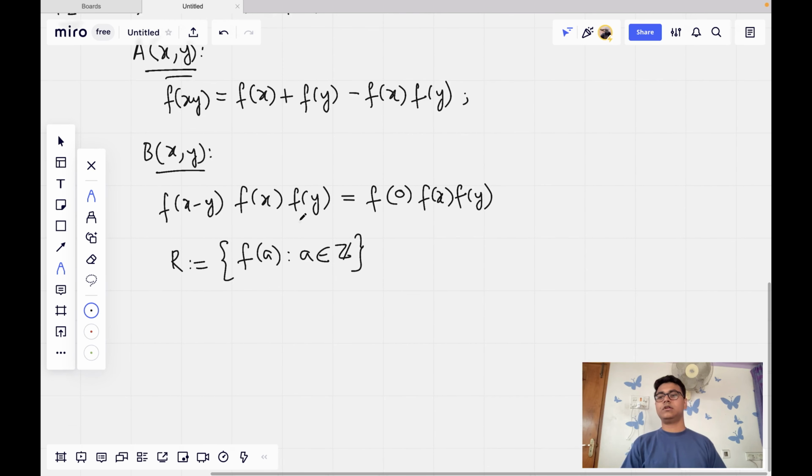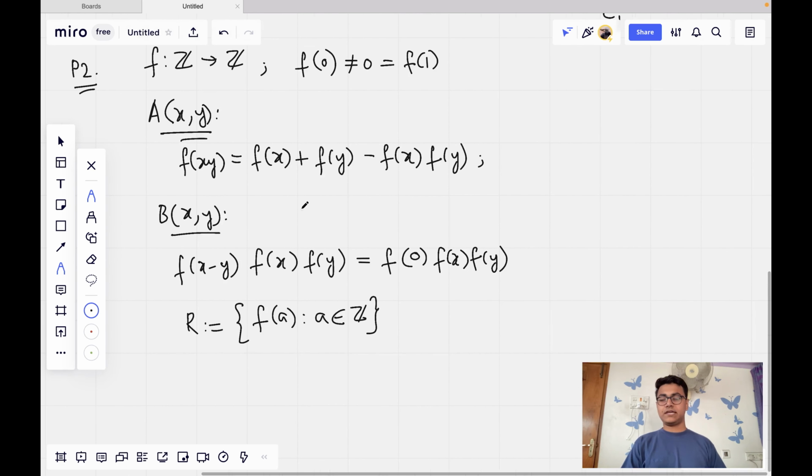As is the case with almost every question on functional equations, we should first start by putting some values. Not just some random values, we'll put some good values, like putting x equal to 0, y equal to 0, x equal to 1, y equal to 0.